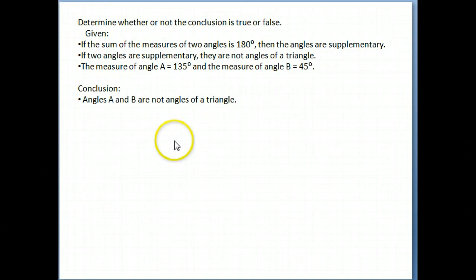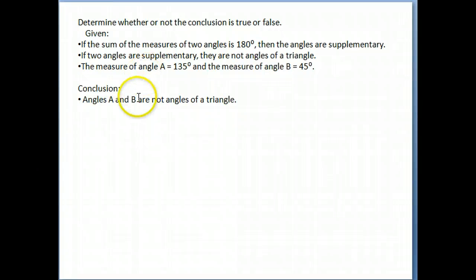All right, determine whether or not the conclusion is true or false. Here is our given information. If the sum of the measures of two angles is 180, then the angles are supplementary. If two angles are supplementary, they are not angles of a triangle. And then we're given the measure of angle A is 135 and the measure of angle B is 45.